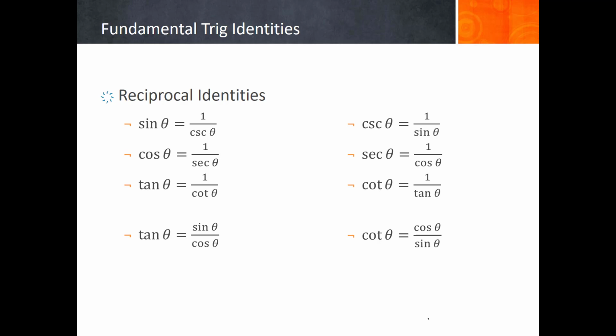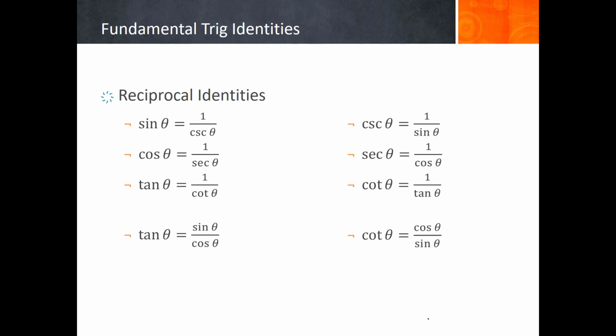So the reciprocal identities just gave us relationships between sine and cosecant, cosine and secant, tangent and cotangent, and their reverses, the reciprocals. And then it gave us a relationship between tangent and sine and cosine, and cotangent with cosine and sine. All right, so we know that those are identities already, and they're identities simply because of the way that we defined the functions.